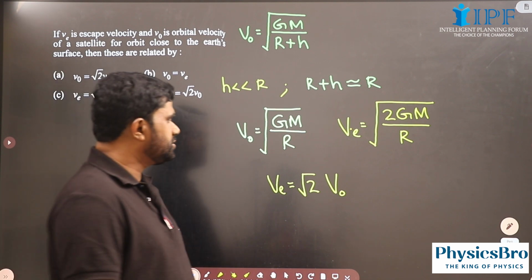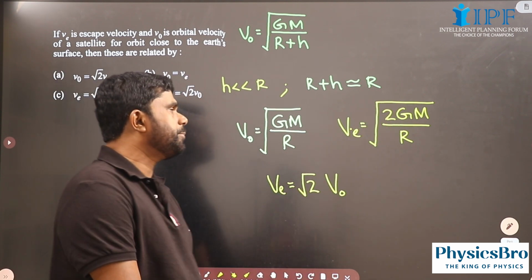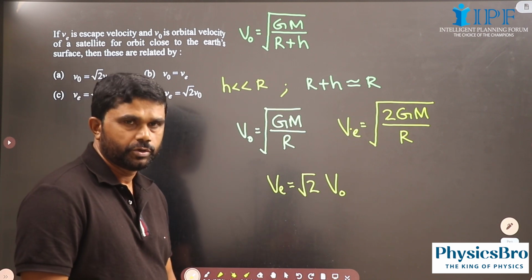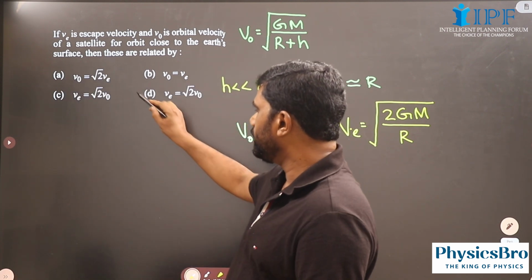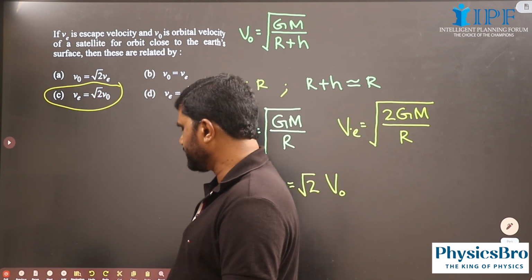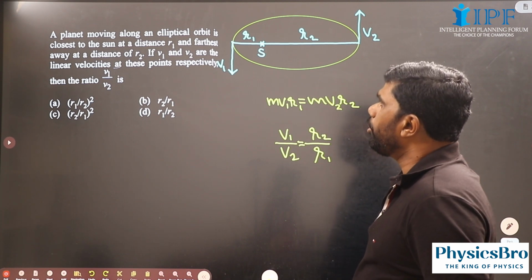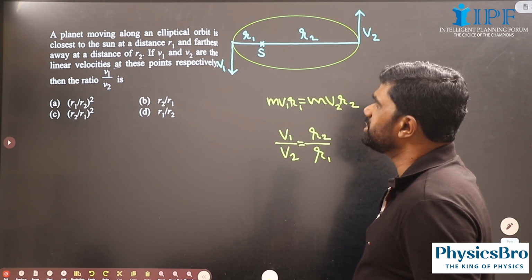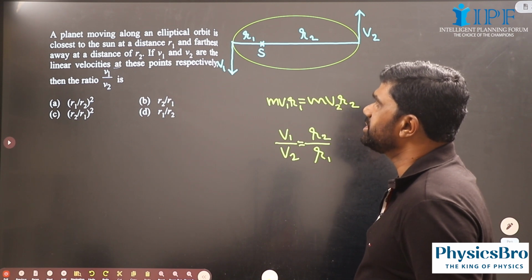So this we can write root 2, then what remains? Root of GM by R. It can be replaced by Vo. So Ve equal to root 2 Vo. Right? Now let's see the next question. A planet moving along an elliptical orbit is closest to the sun at a distance r1 and farthest away at a distance r2.